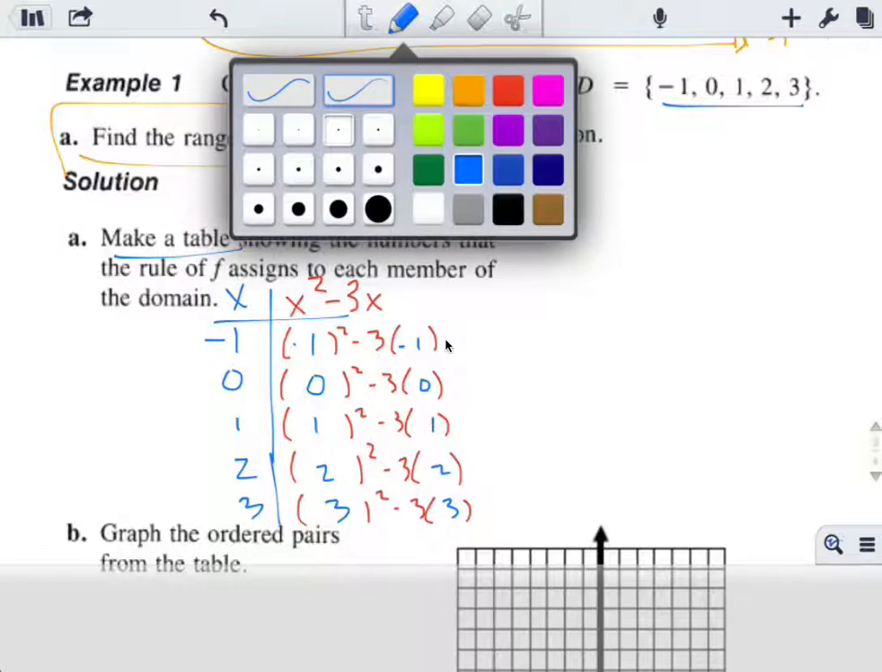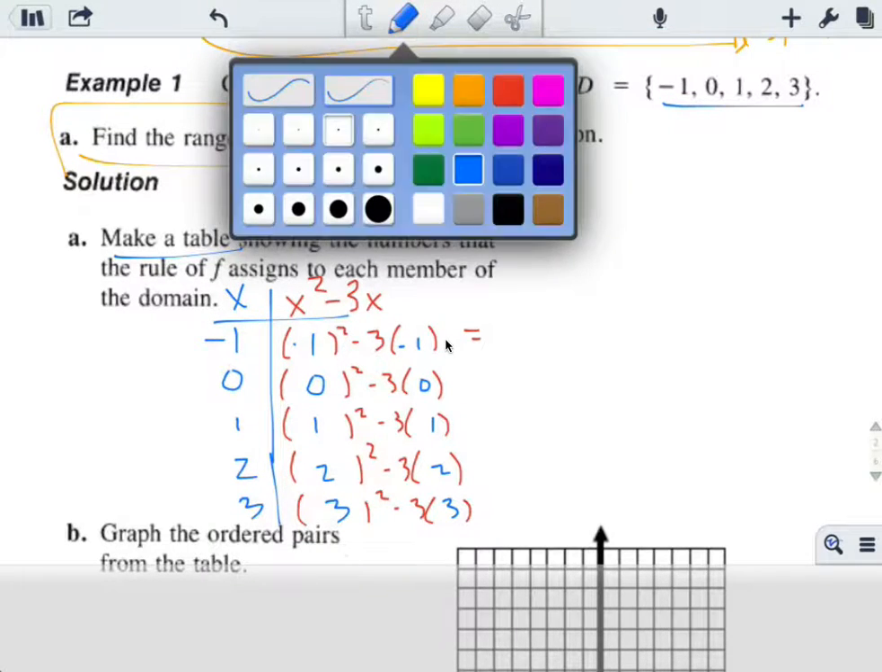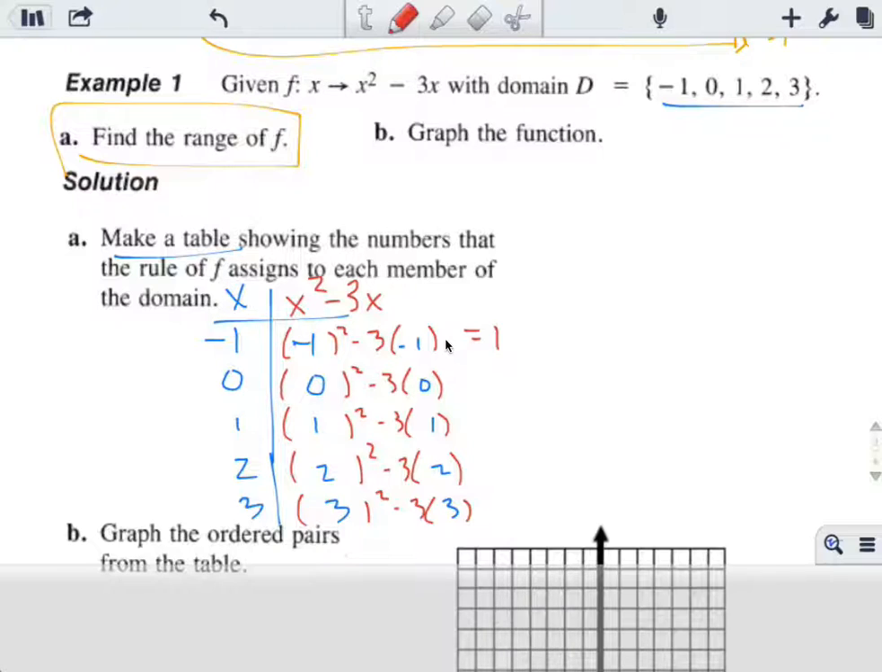Okay, so we can do that math. And what do we get? We get -1 squared. -1 squared is 1. -3 times -1 is +3. 0 squared is 0. Minus 3 times 0 is 0. 1 squared is 1. Minus 3 times 1 is -3. 2 squared is 4. Minus 3 times 2 is 6. 3 squared is 9. Minus 3 times 3 is -9.